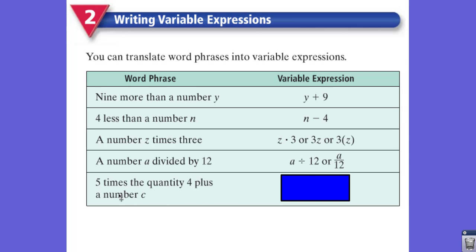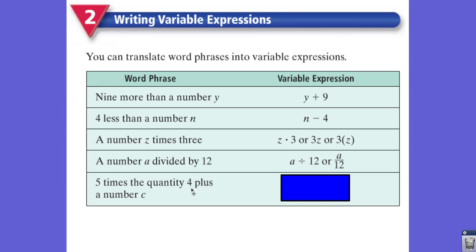Now here's one that's a little tough. It says 5 times the quantity, 4 plus a number C. Well, we need to understand that this word quantity means parentheses. It says whatever comes after me, put it in parentheses. Okay? So 5 times the quantity 4 plus a number C. So 4 plus a number C is going to be 4 plus C. It's not going to be like this one up here where we did more than. This one actually says 4 plus C. Okay? So we write it as 4 plus C.